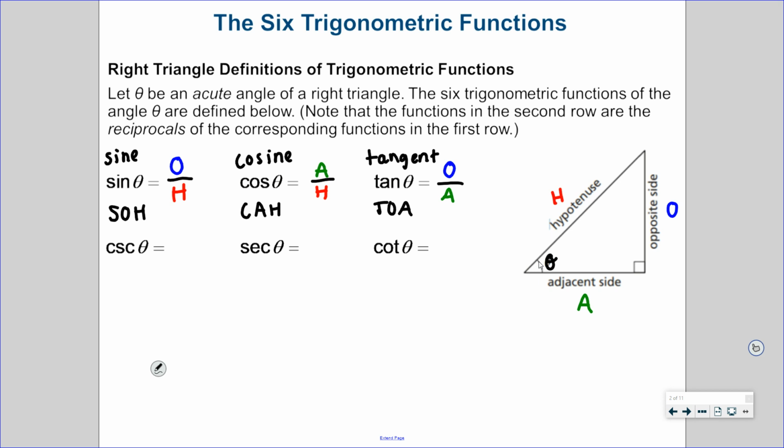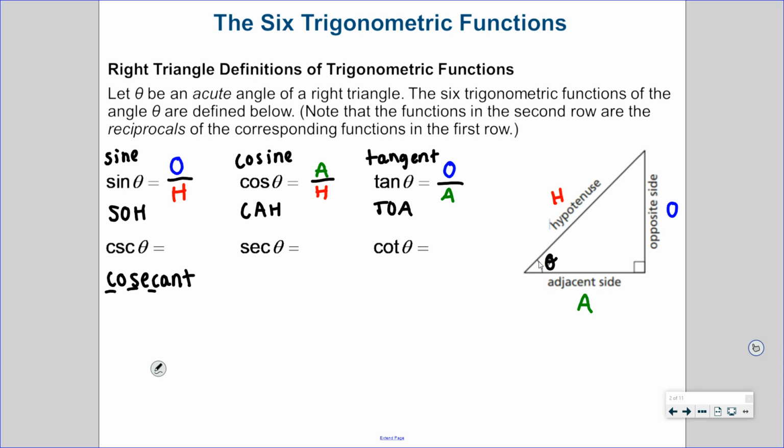CSC is an abbreviation for cosecant. So they just use these three letters. CSC, because we couldn't use COS, because we already have one for COS, right? So that's pronounced cosecant.